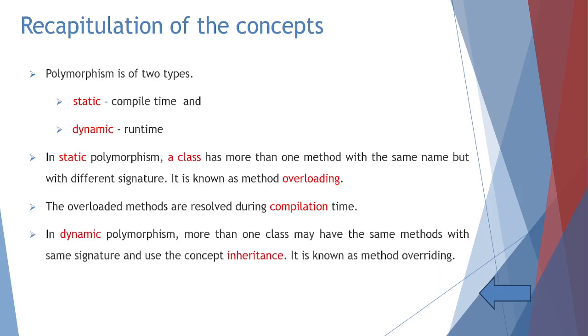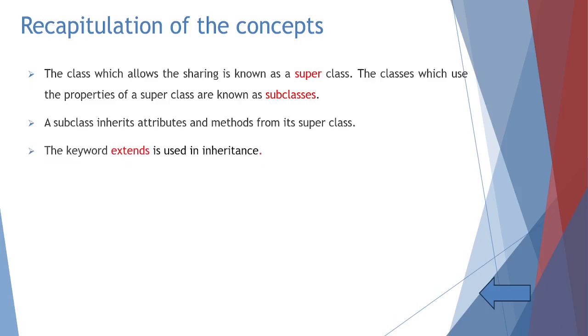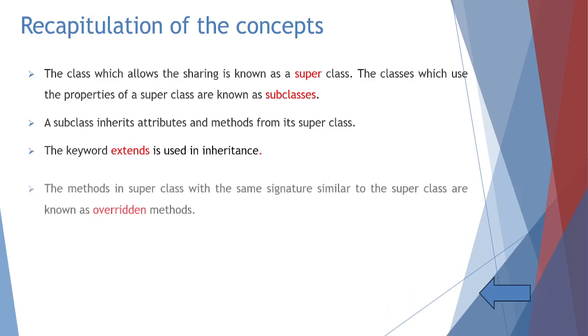In dynamic polymorphism, more than one class may have the same methods with the same signature and use the concept of inheritance. It is known as method overriding. Overridden methods are resolved during runtime. Now, the class which allows the sharing is known as superclass. The classes which use the properties of a superclass are known as subclasses. Subclass inherits attributes and methods from its superclass. That is why it is known as inheritance. The keyword extends is used in inheritance.